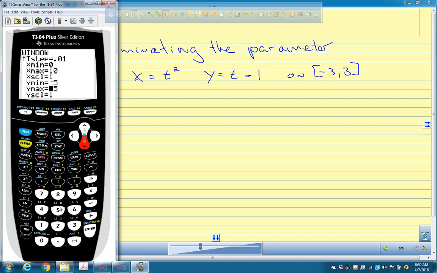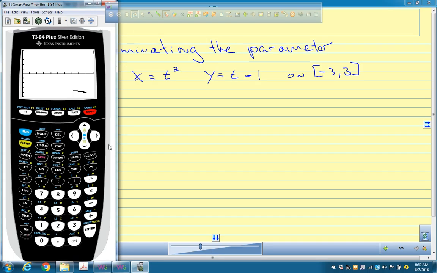I set my x max to 10, and the reason I did that is because if I take 3 and plug it in here, I'm going to get out 9, right? So I want to be at least a little bit bigger than that. Okay. Then if I hit graph on this, notice what I get. Whoa! I get a sideways parabola. Okay. Isn't that cool?